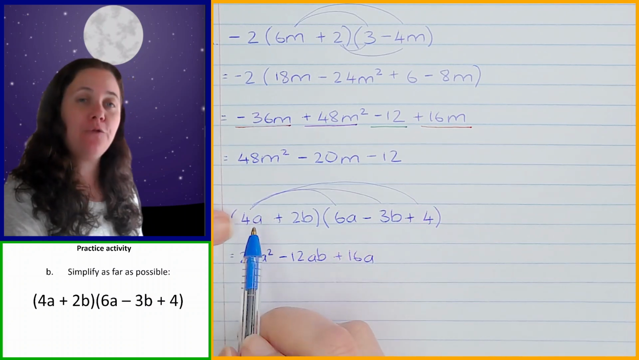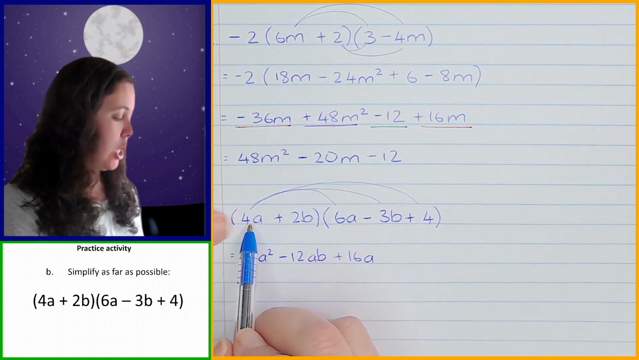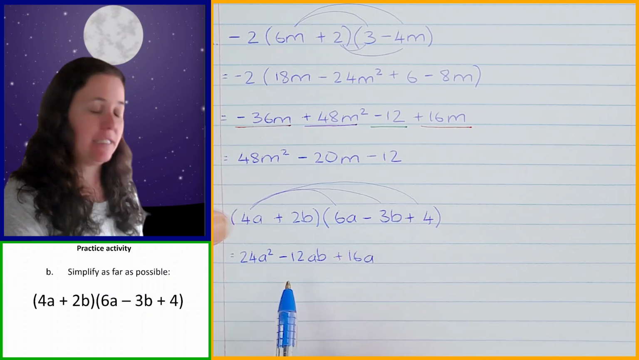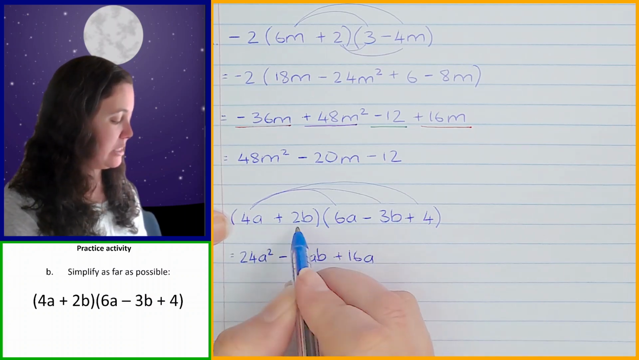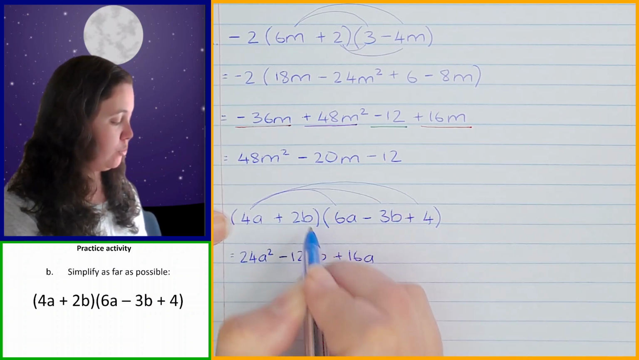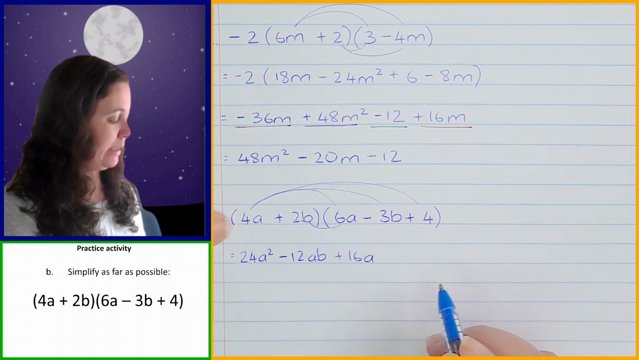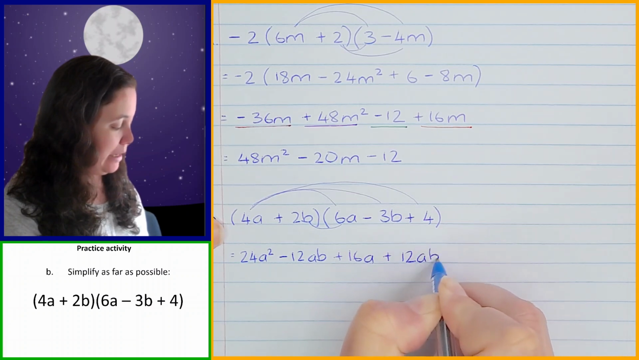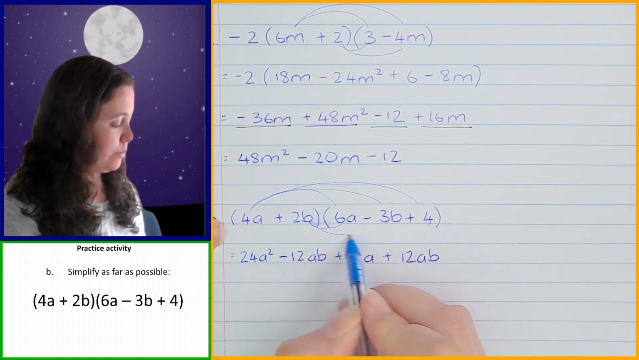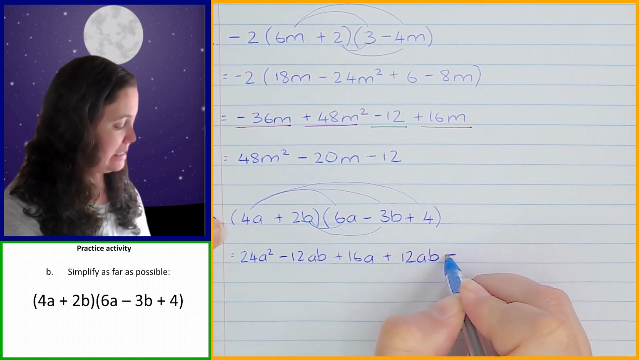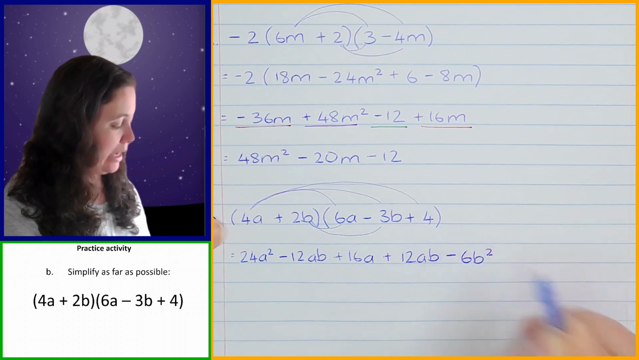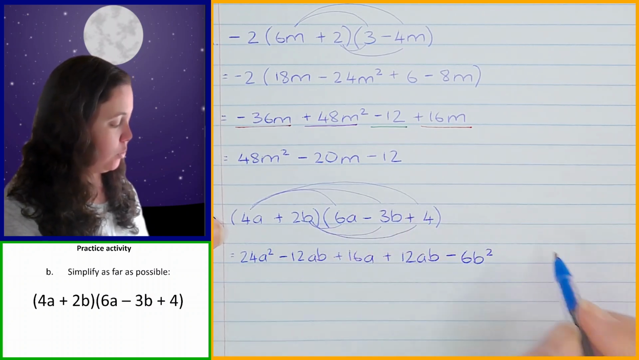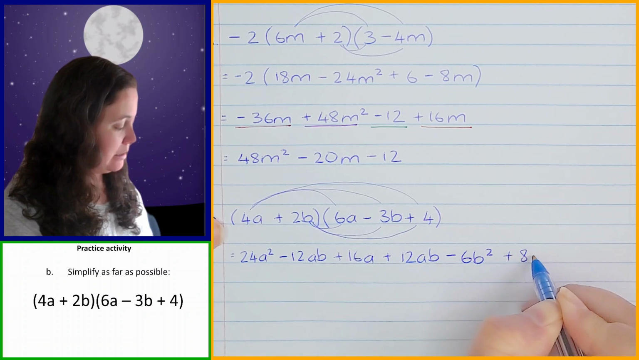So I multiply the first term in the first set of brackets with each term in the second set of brackets. Okay, then I go on to the next term in the first set of brackets. So I've got 2b that I'm multiplying in. So it's 2b times 6a, that is plus 12ab. Then I've got 2b times negative 3b, that is negative 6b squared. And then 2b times 4 is positive 8b.